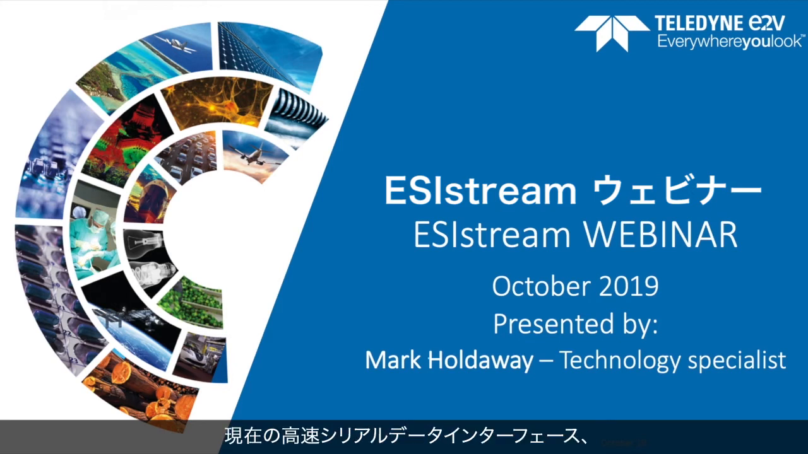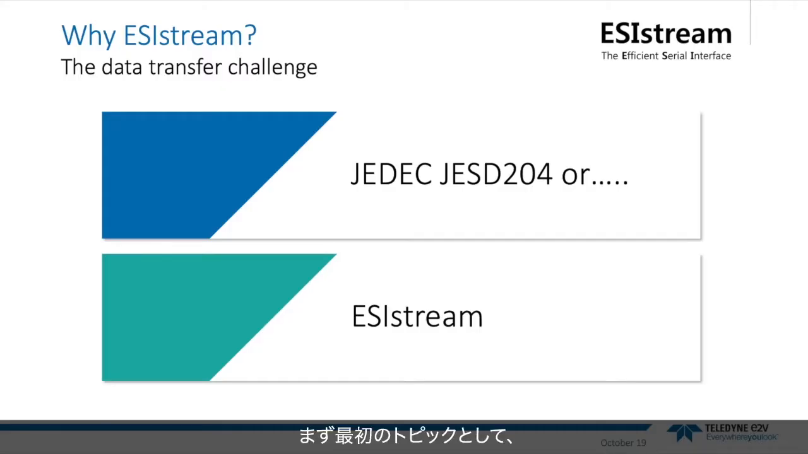In this session I'm hoping to shed light on the whys and wherefores of modern high-speed serial data interfaces, with a particular focus on the open source ESIstream system as created and maintained by Teledyne E2V. By way of introduction to this topic, let's talk about the data transfer challenge.